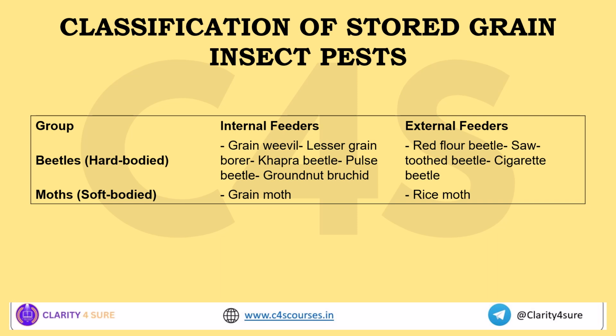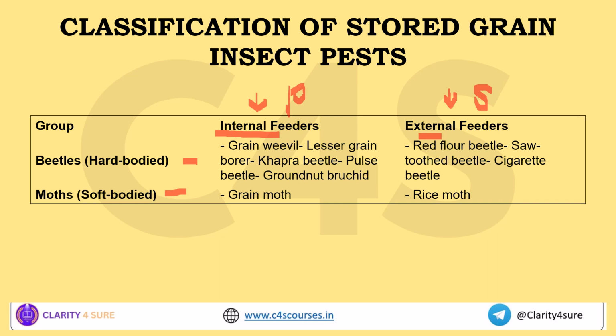These stored grain pests are classified into two types. First is internal feeders, then external feeders. They are further divided into hard body and soft body. One thing to note is that the internal feeders are also known as primary feeders, and the external feeders are known as secondary feeders. So we can say primary pest or secondary pest. These were the concepts of the internal and external feeders.